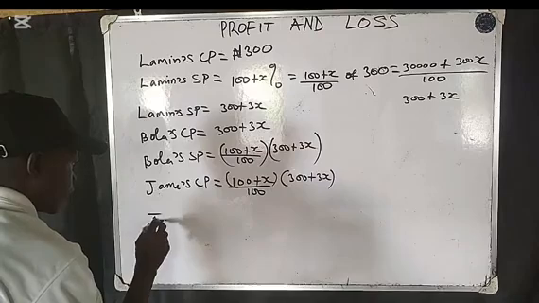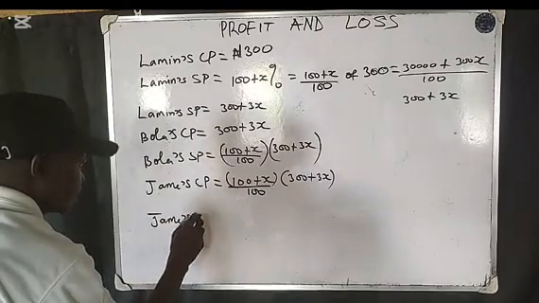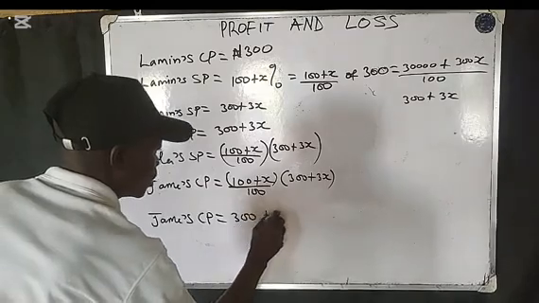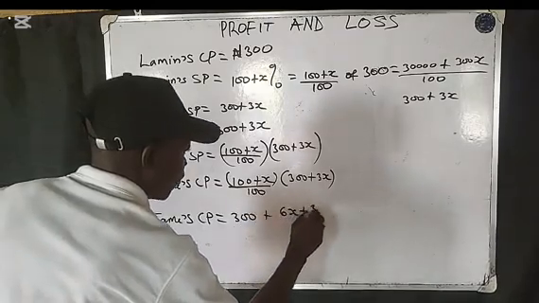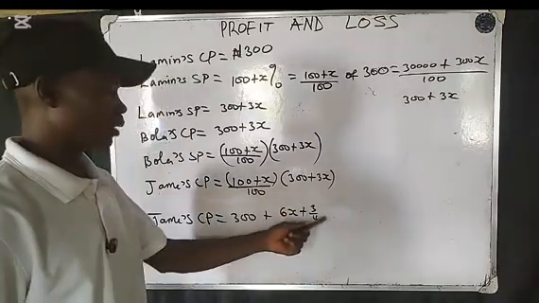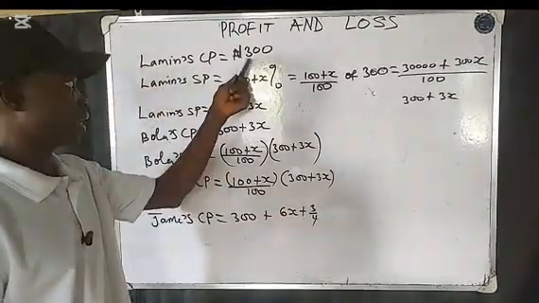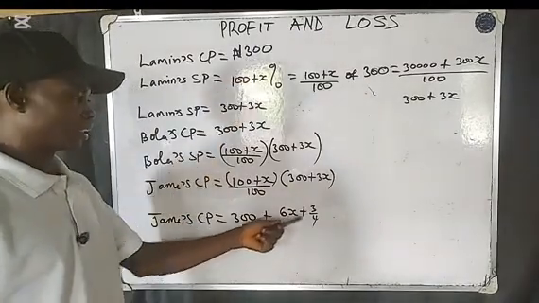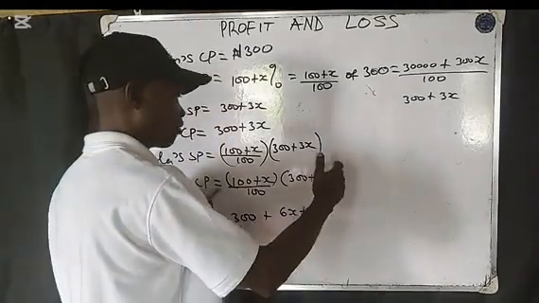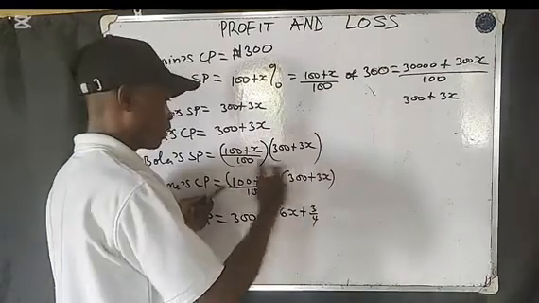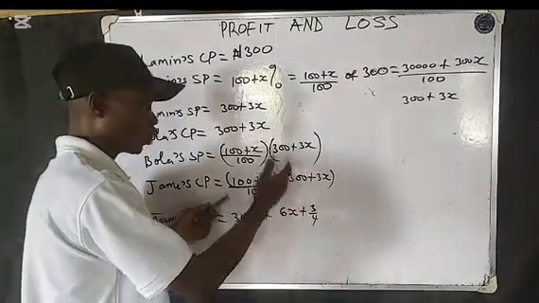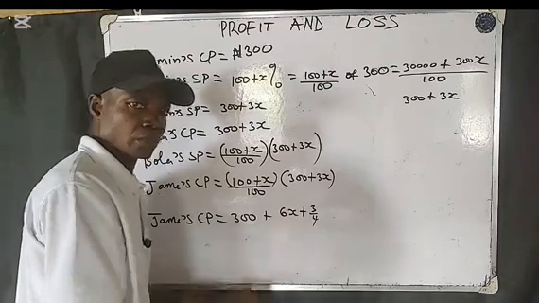James' cost price is expressed in two ways. It's expressed in another way, right? It is equal to Lami's amount plus (6x + 3)/4. They say James paid this amount, (6x + 3)/4, more than what Lami paid. So what Lami paid plus this amount will still give us James' cost price. And don't forget, we already have the value for James' cost price here. So this is the value for James' cost price, and this is another value for James' cost price. That means we're going to equate the two values of James' cost price.